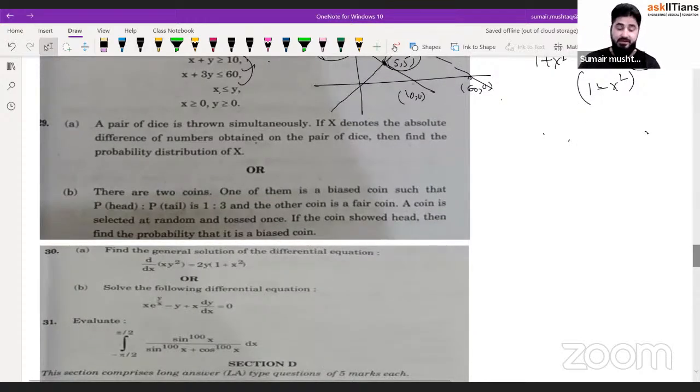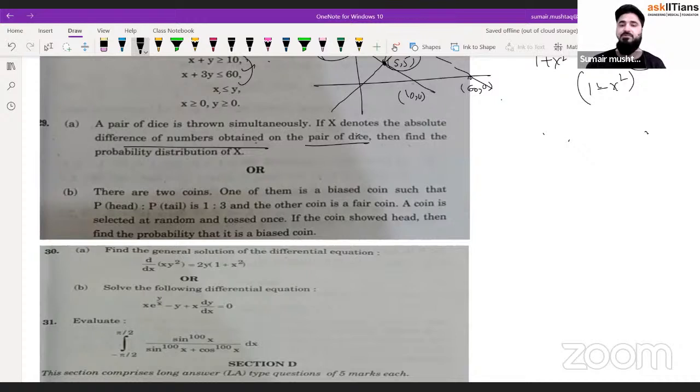Fine. Now, next question. Now, next question is, a pair of dice is thrown simultaneously. X denotes the absolute difference between the numbers obtained on the pair of dice. It is the difference which is obtained on the pair of dice. Find the probability distribution of X.